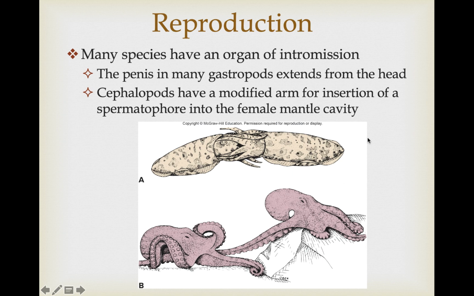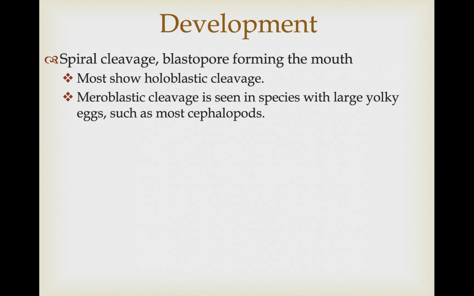Some species do have an organ of intromission, and so I mentioned the penis in the gastropods extends from the head. In cephalopods, they have these modified arms for the insertion of a spermatophore, or a packet of sperm, into the female mantle cavity, as you can see in this figure. Development is spiral cleavage, and typically the blastopore becomes the mouth because these are protostomes.